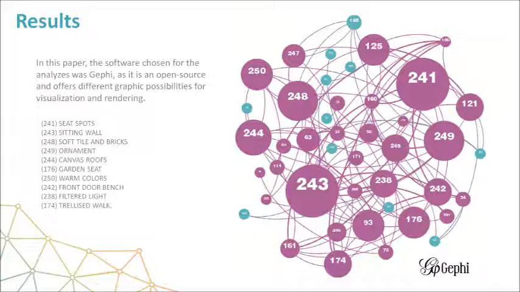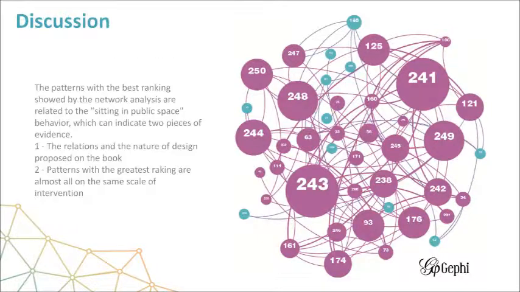In the sequence, some patterns with a high ranking of out degree: soft tile and bricks, ornament, canvas roofs, garden seat, warm colors, front door bench, filtered light, and trellised walk. Discussions. The patterns with the best ranking shown by the network analysis are related to sitting public space behavior, which can indicate two pieces of evidence.